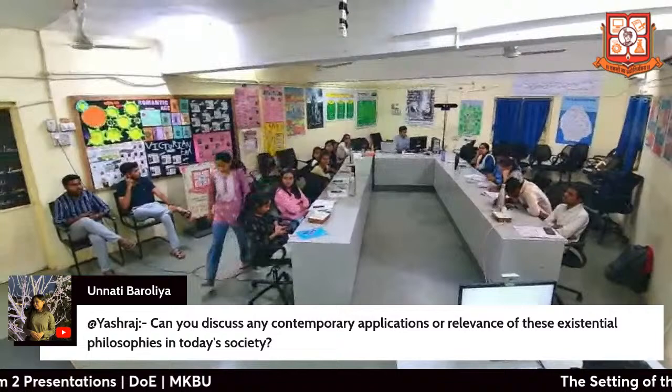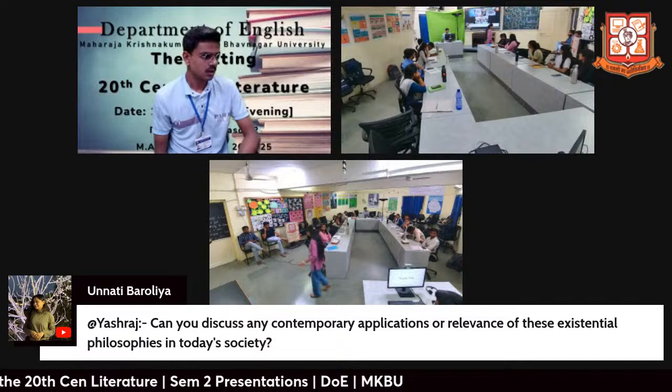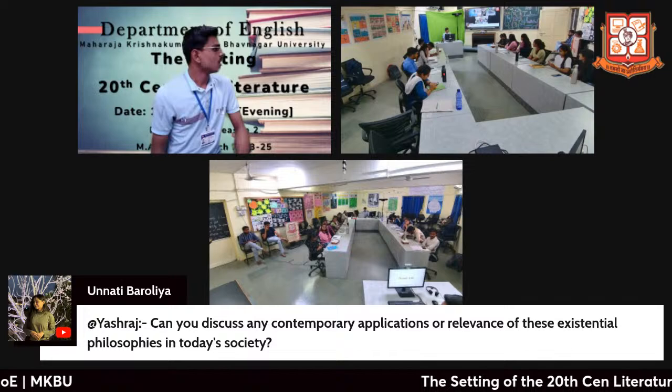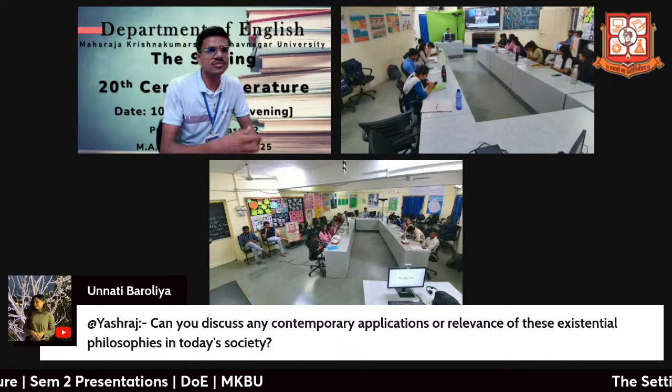Can you discuss any contemporary applications or relevance of existential philosophies in today's society? After these existential philosophies came into existence, we find that during the 20th century, before that, most people believed in religion. And then Charles Darwin's theory of evolution came, and then this philosophy came into existence.